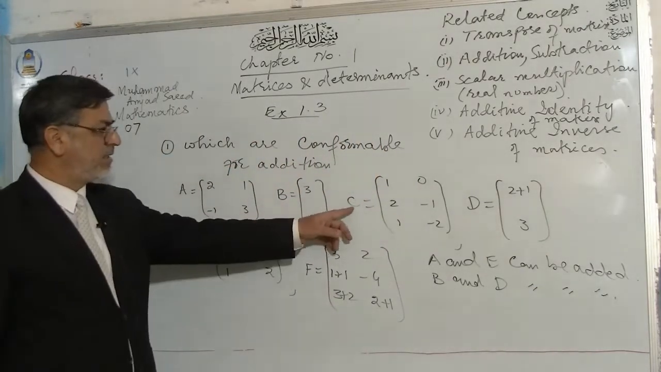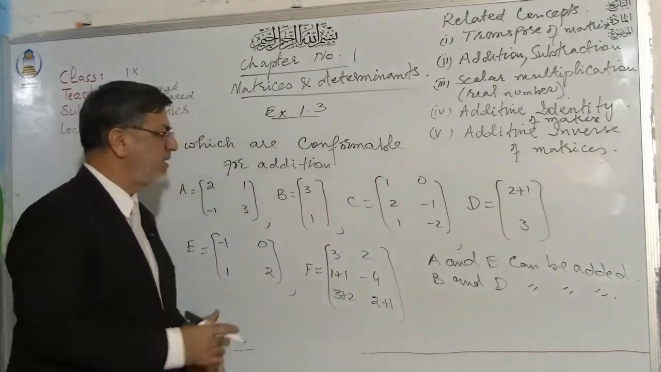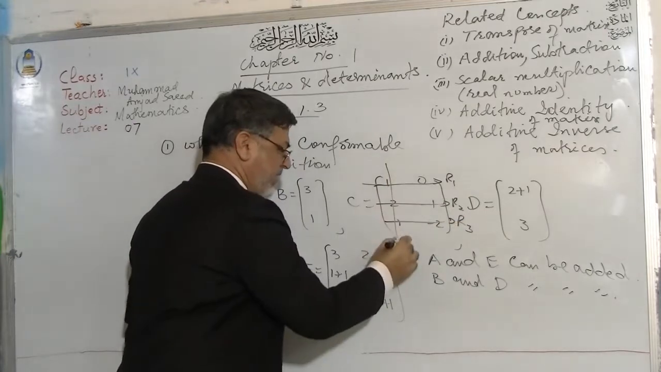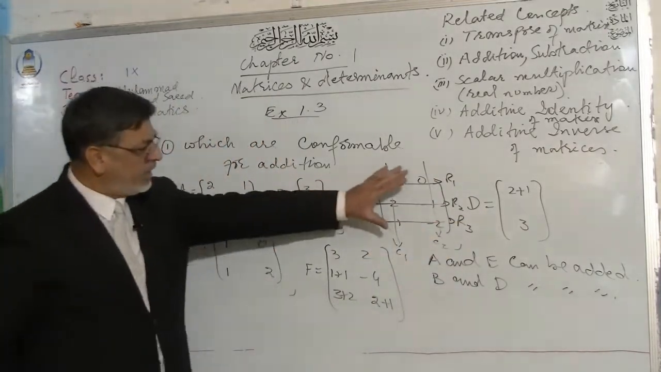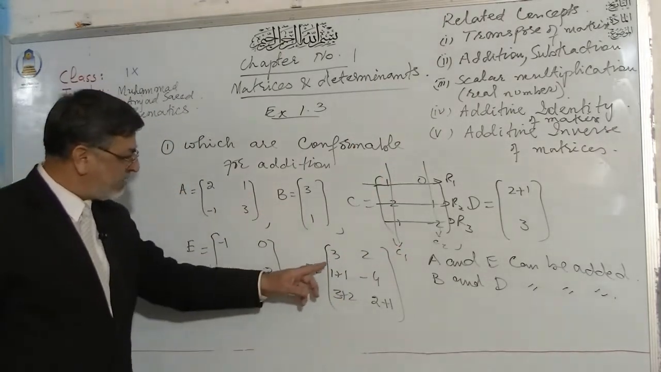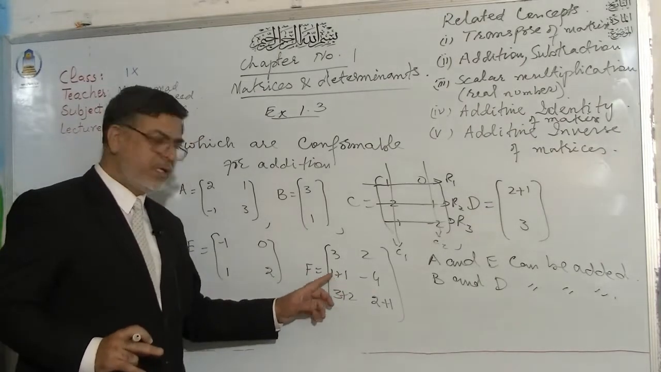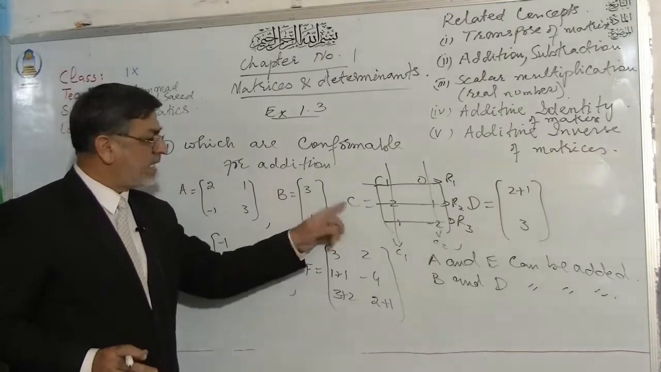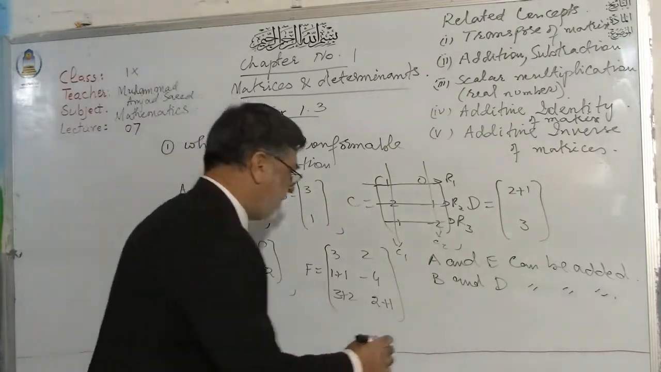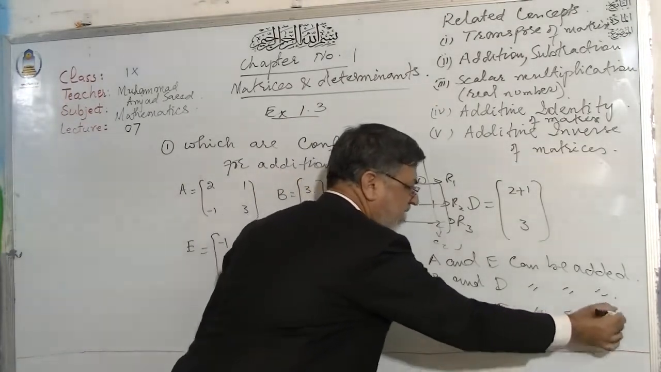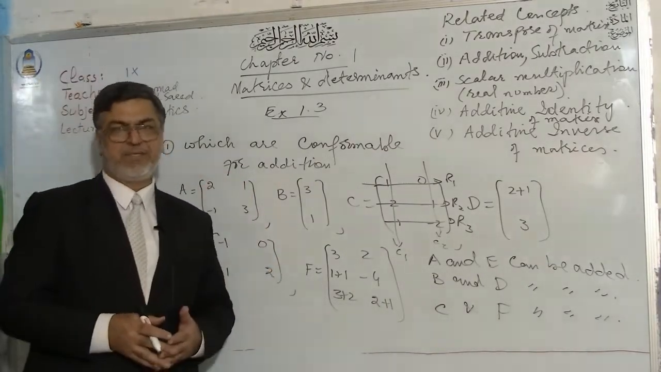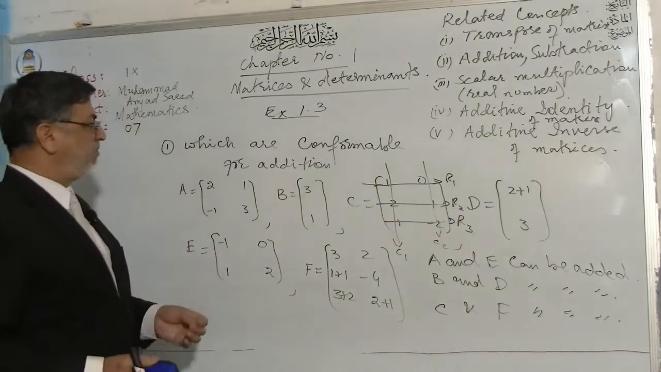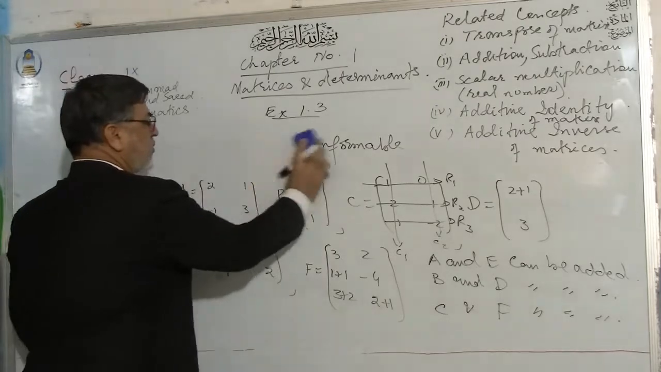After that, C. Check 3 rows, 2 columns. These are 3 rows, R1, R2, R3, and 2 columns, C1 and C2. Check another one. Yes, F. First you add them, 1 plus 1 will be 2, this will be 5, this will be 3, and after that check their order. So F and C are conformable for addition. C and F can be added. So dear students, this was your question number 1. I hope that you understood that. Because I have already discussed it before the start of the exercise, this will help you understand the different questions and how to solve them.